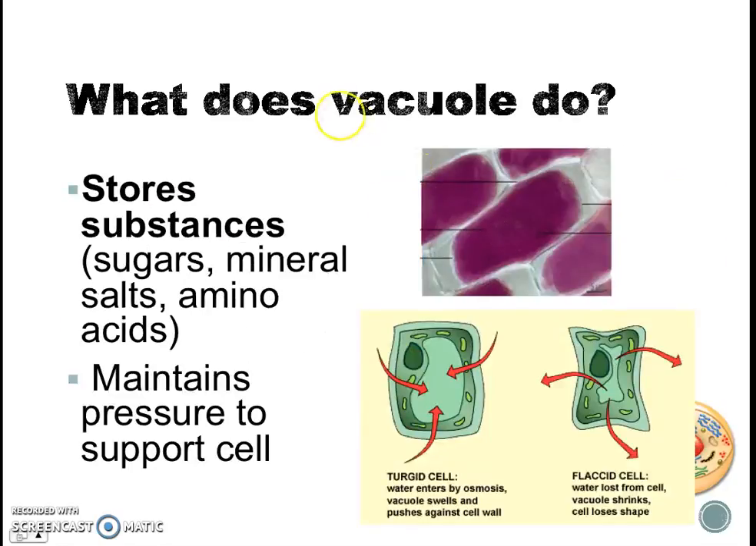Now similarly, the vacuole in plants is used to store substances, and in plants this ranges from things like sugar, mineral salts, amino acids, and even pigments. So if you look at the vacuoles of petal cells found in flower petals, you'll find that sometimes they have pigments. The second function of the vacuole is that it maintains pressure to support the cell.